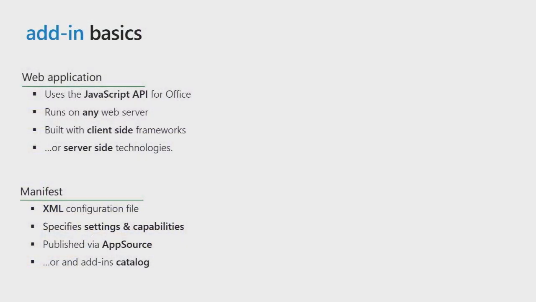So basically, as I said, right, an add-in is a web application. It uses JavaScript APIs for Office. It can also, I guess that's on the control plane, it can also use or call the Microsoft Graph below that. It can run on any web service. It's built with client-side frameworks or server-side technologies, so it's really up to you. It's your choice. All you really need to do is build the web page and then publish a manifest into the store so that we effectively know what to do with what you've given us. Once that manifest is published in AppSource or in an add-ins catalog, because you can also deploy these things as custom add-ins, you're pretty much set and ready to go.